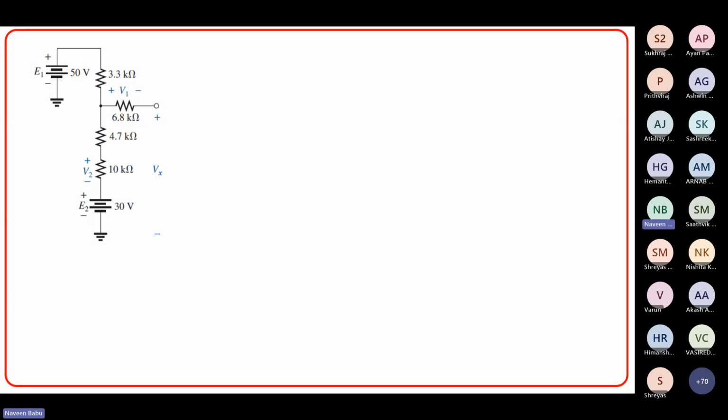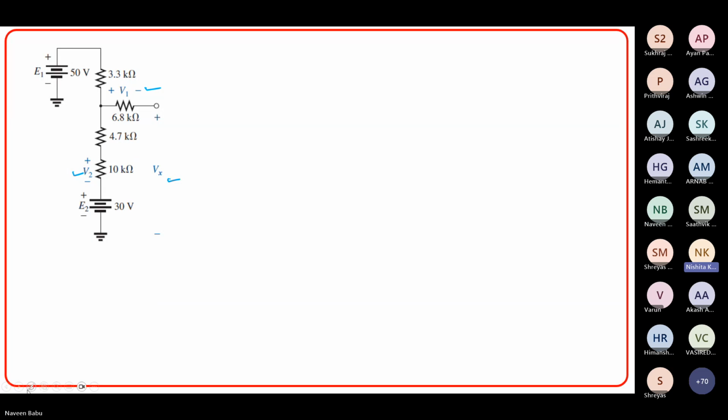Next problem. You have to find what is V1. You have to find what is V2. You have to find what is Vx. Immediately you can say what is the value of V1? V1 value will be equal to V1 here.